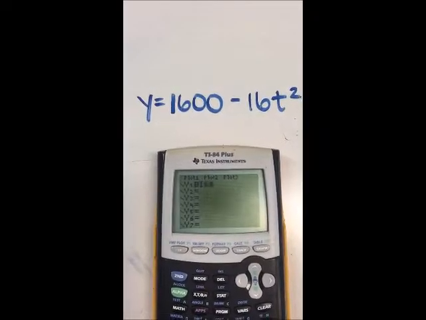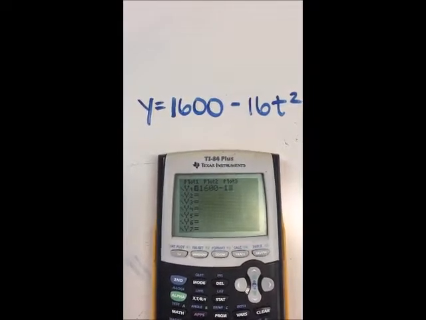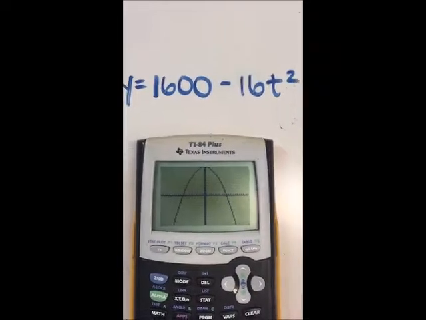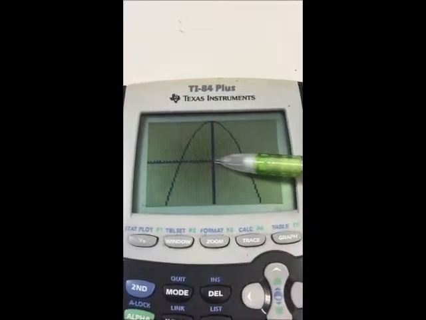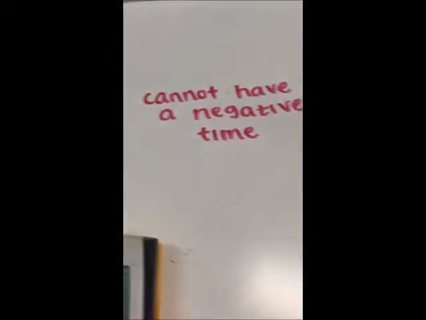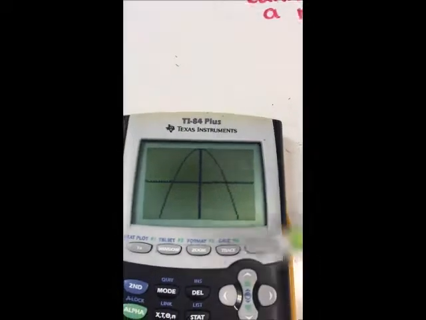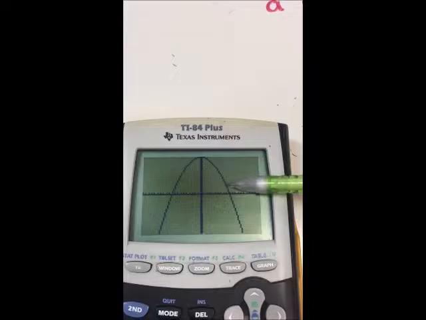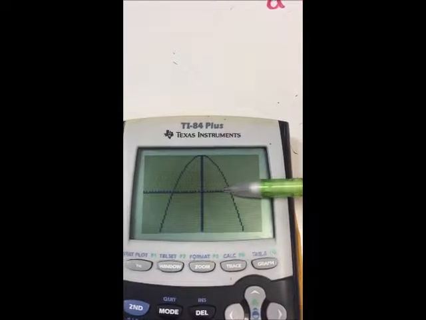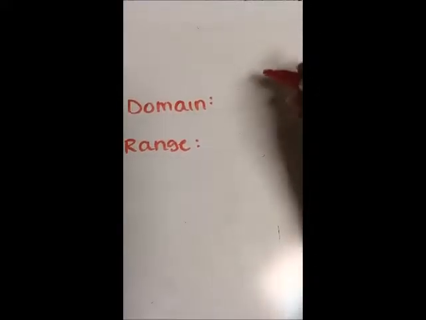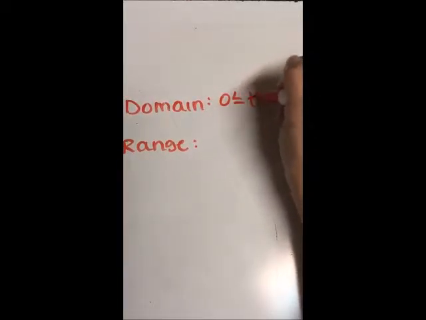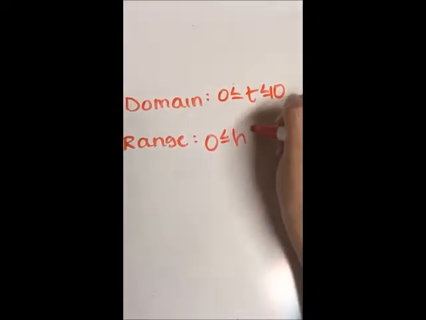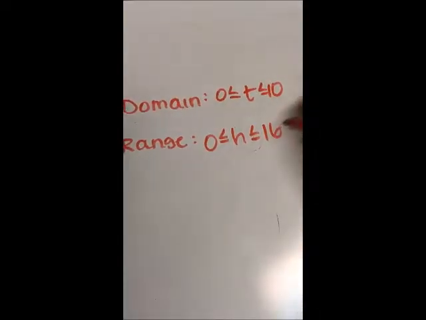Now plug the equation into your calculator in the y equals format, and then you can graph it. The domain is 0 to 10 because you can't have a negative time. And the range is 0 to 1,600 because it starts there and drops all the way to the ground, back to 0. The domain is 0 ≤ t ≤ 10, and the range is 0 ≤ h ≤ 1,600.